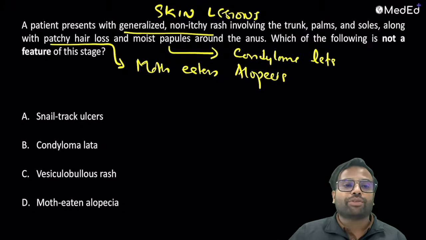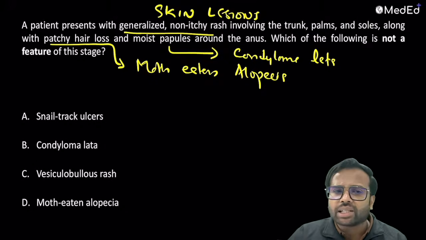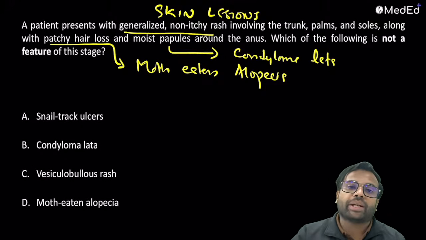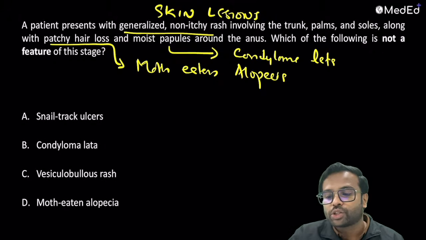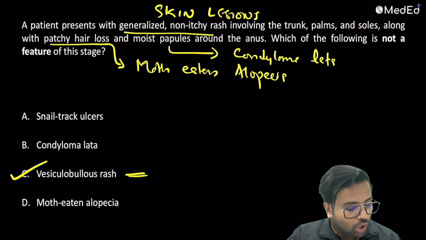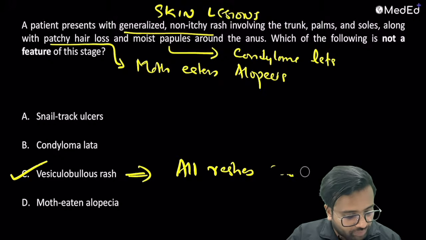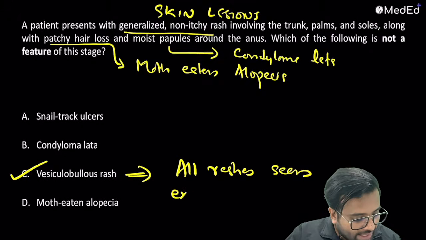So what is not a feature of this stage? Snail track ulcers, can they be there? Yes, they can be. Condyloma lata is already mentioned in this MCQ. Then vesiculobullous rash and moth-eaten alopecia. So what is the odd one out? Vesiculobullous rash, because all rashes can be seen in secondary syphilis except vesiculobullous.